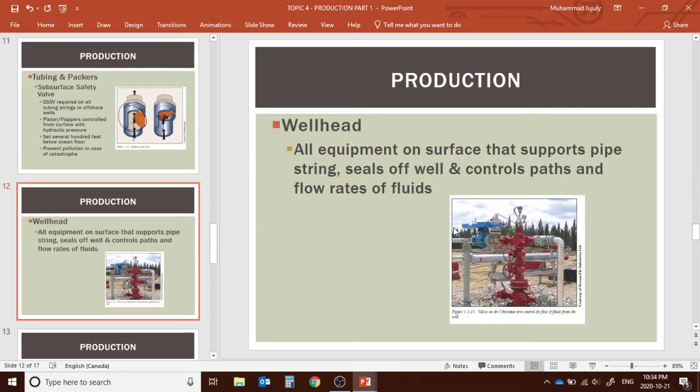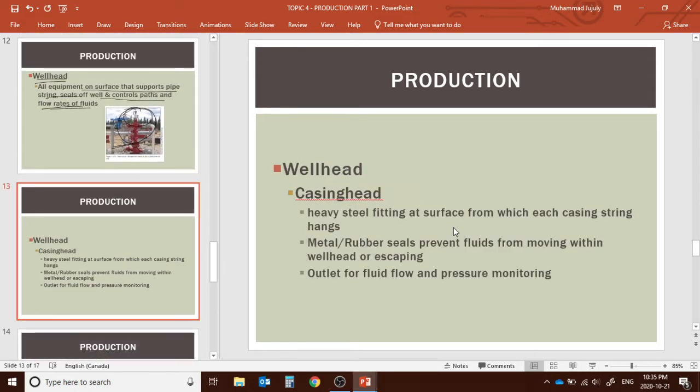initial safety measures, but the important safety measure is actually at the top. We use this. So, wellhead. What is wellhead? Wellhead is all equipment on the surface that supports the pipe string, seals the well and controls paths that control the path and flow rates of the fluid. Okay, so this is the wellhead, and this is one of the most important safety features.